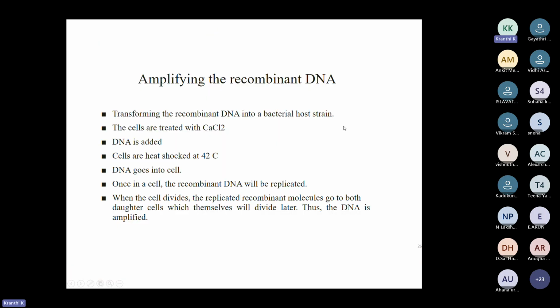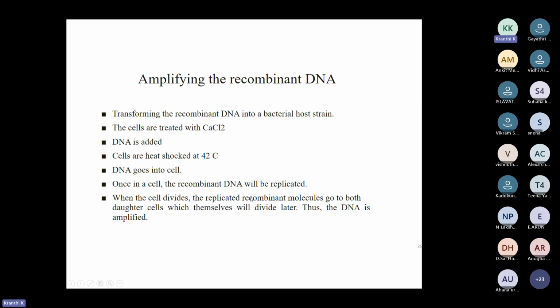Then after the recombinant DNA, you have to search for a host. How should it enter the host cell? Will the host cell allow the foreign DNA? No. So the cells are treated with calcium chloride. Then DNA is added. Cells are heat shocked at 42 degrees centigrade. Then the plasma membrane becomes semi-permeable, and it will allow the DNA into the cell. DNA goes into the cell.